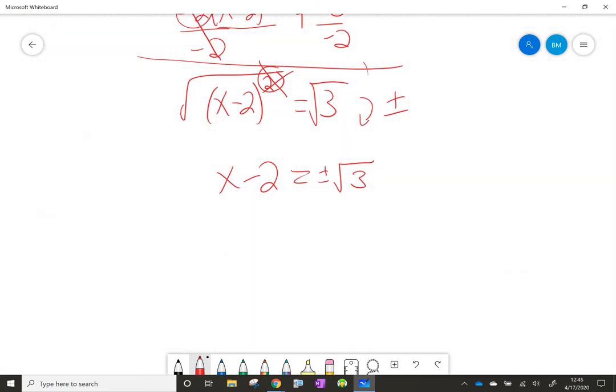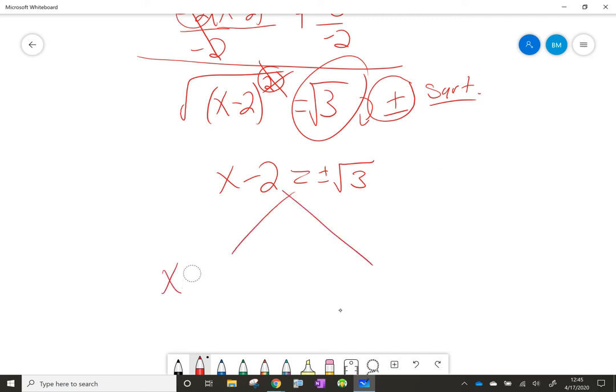So this always comes after the square root part. After the square root part, okay, square root is how I simplify that. You're going to have the positive negative come after it. So positive square root of 3 and the negative square root of 3. So we're going to have two equations from it. x minus 2 will equal the positive square root of 3, and the other one, x minus 2, equals a negative square root of 3.